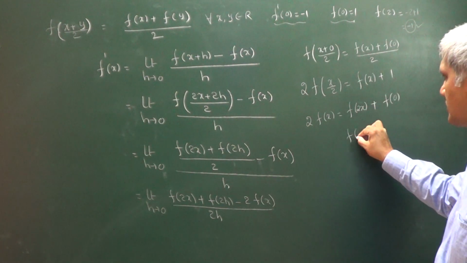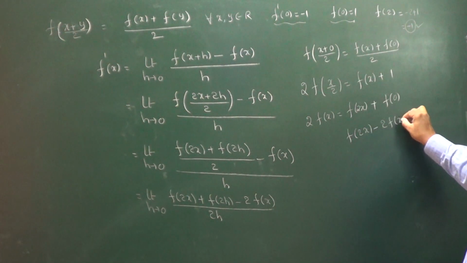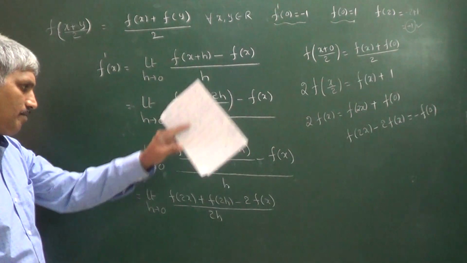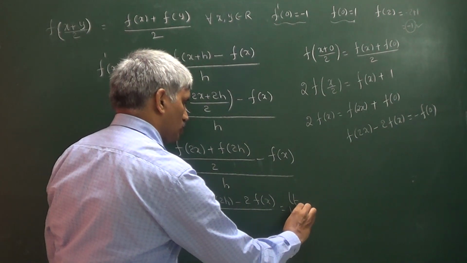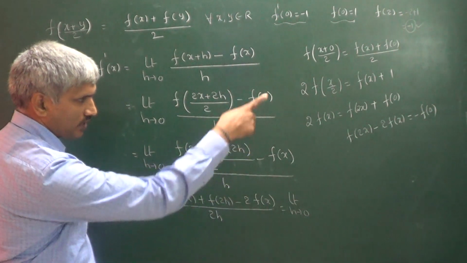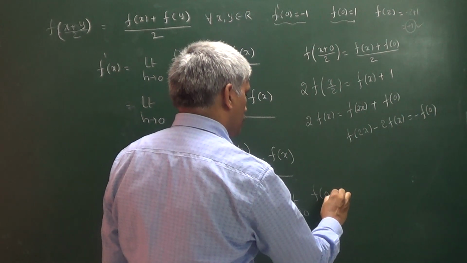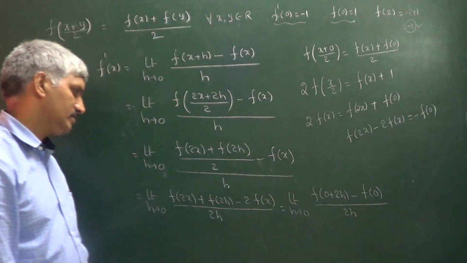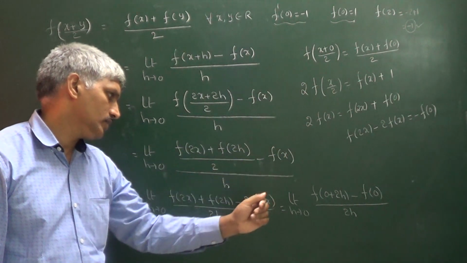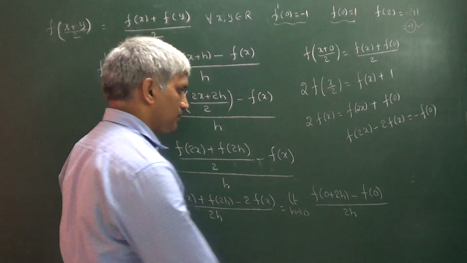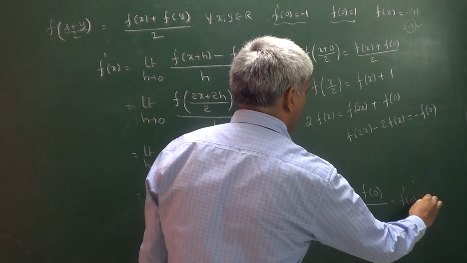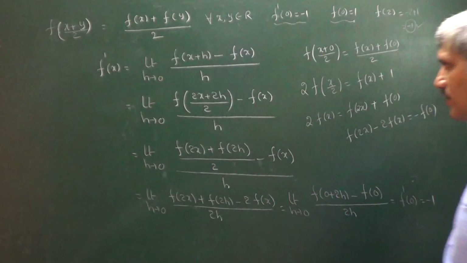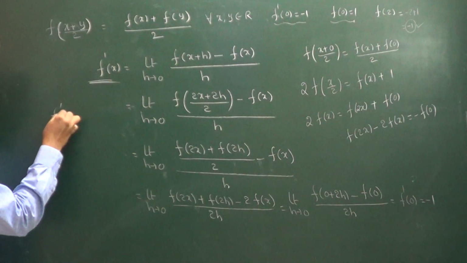Now tell me here, f of 2x minus 2 times f of x, we can write as minus f of 0. So the problem changes as limit h tends to 0, f of 2x minus 2 times f of x, we can write minus f of 0. So we are getting f of 0 plus 2h minus f of 0 divided by 2h. Yes. So this is written as minus f of 0 plus 2h minus f of 0 divided by 2h. So this is nothing but f dash of 0. But f dash of 0 is equal to minus 1. So ultimately we got the same. f dash of x is equal to minus 1.